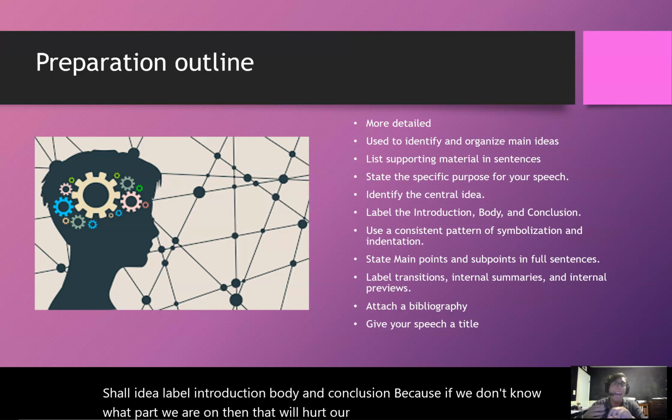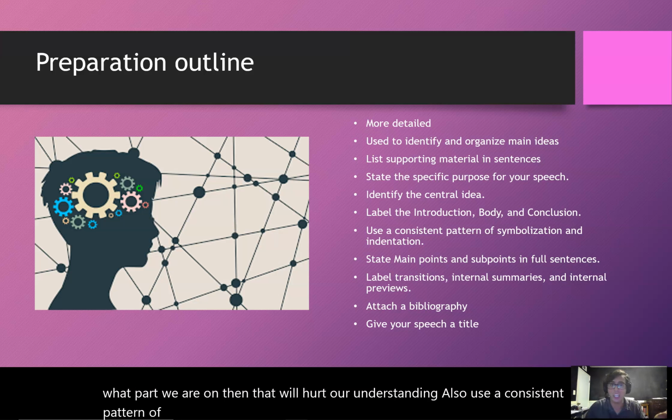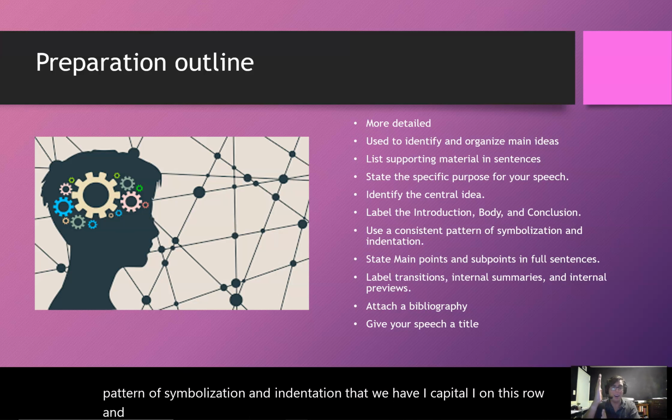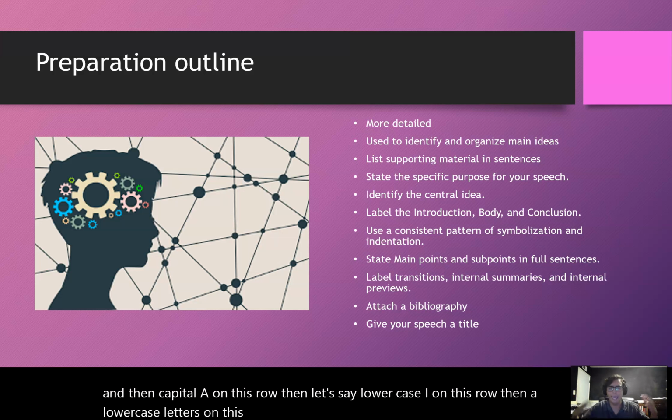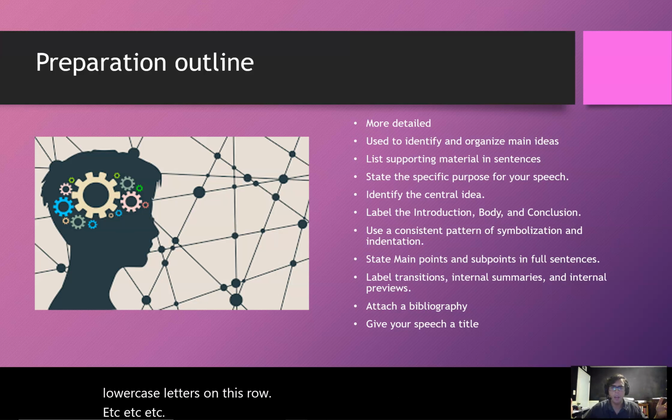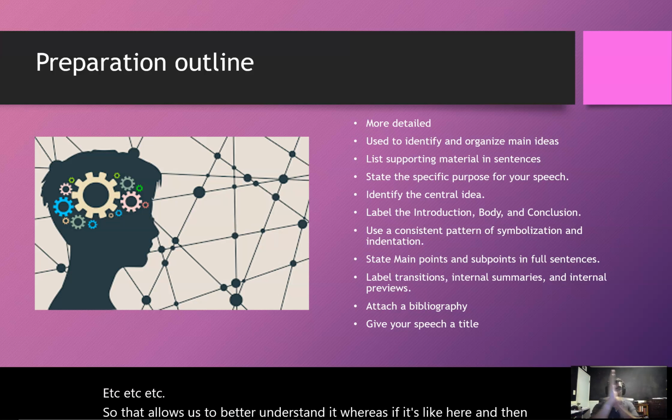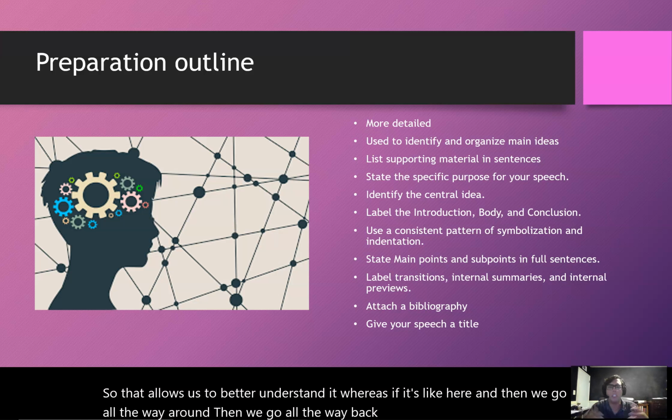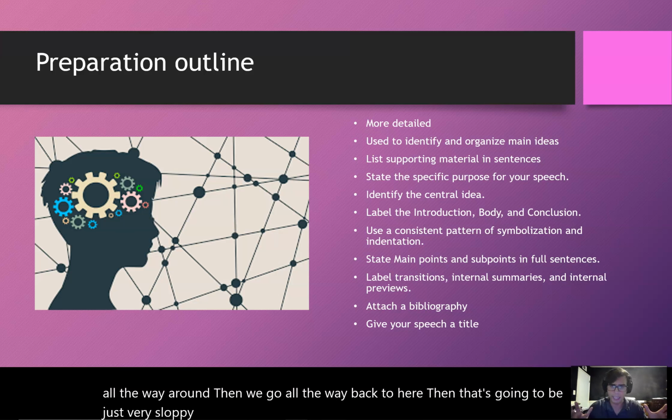Also use a consistent pattern of symbolization and indentation, that we have capital I on this row, and then capital A on this row, then let's say lowercase i on this row, then lowercase letters on this row, etc., etc., etc. So that allows us to better understand it. Whereas if it's like here and then we go all the way around, then we go all the way back to here, then that's going to be just very sloppy and not going to look very good.